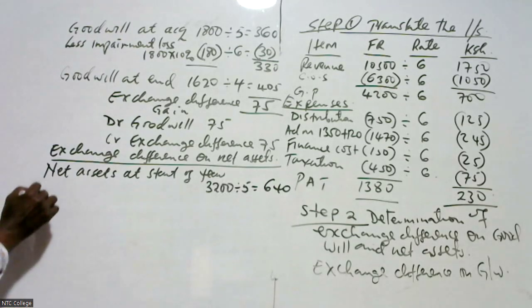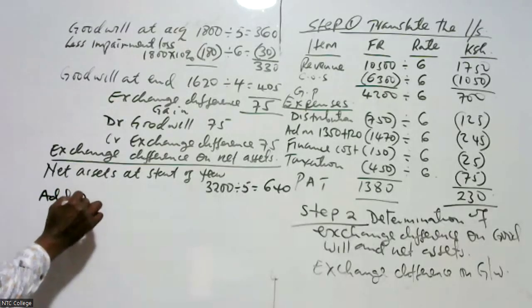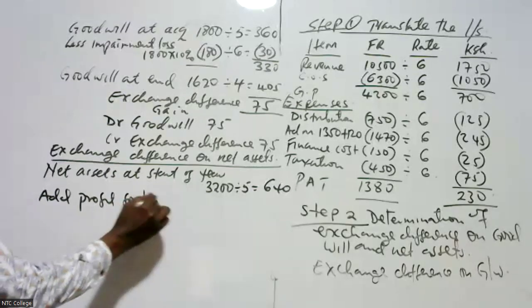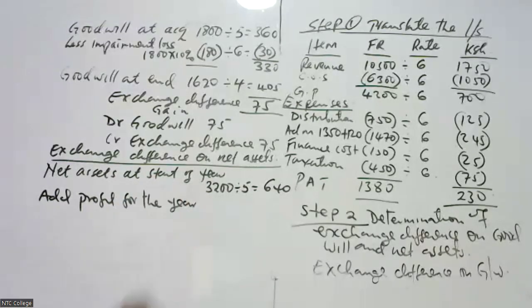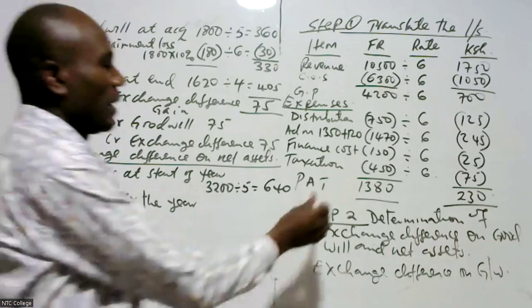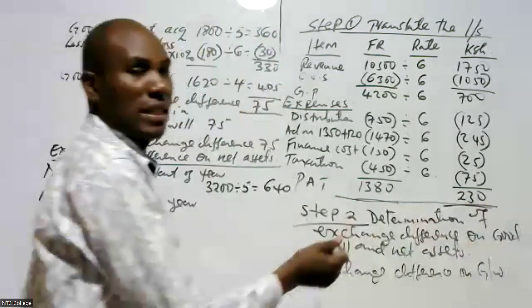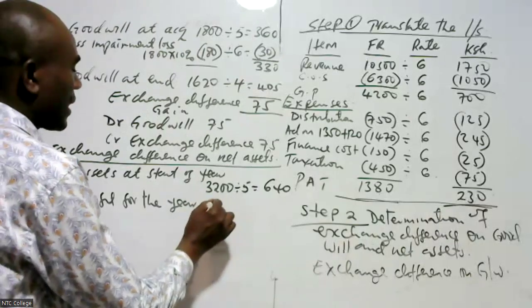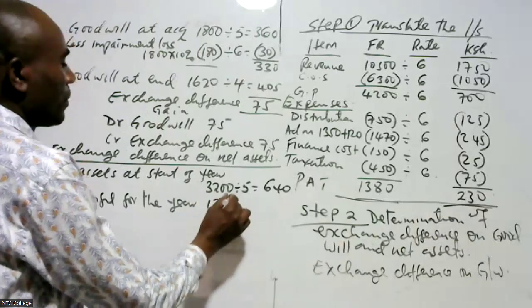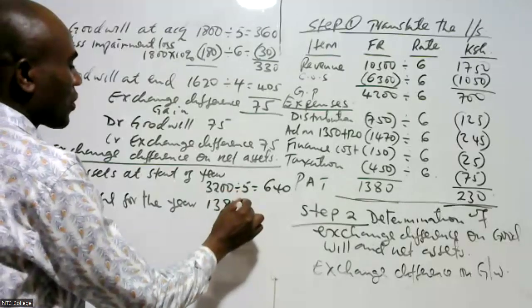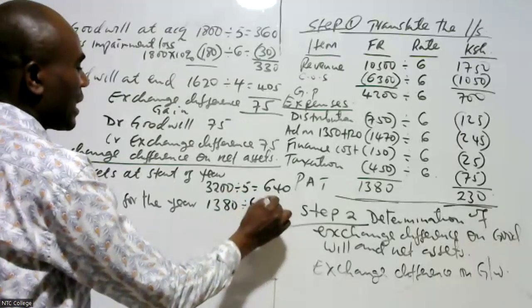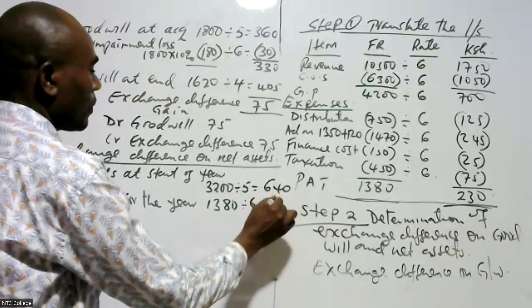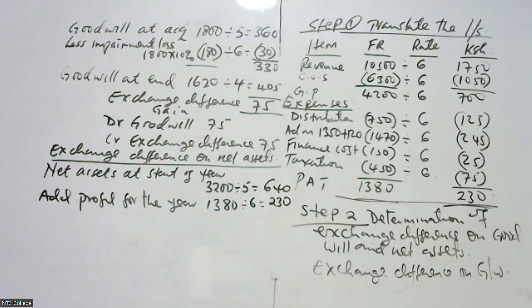Then I come to add profit for the year. Now, profit for the year is this profit that we have. If it is not translated, it is 1380. If it is translated, it is 230.